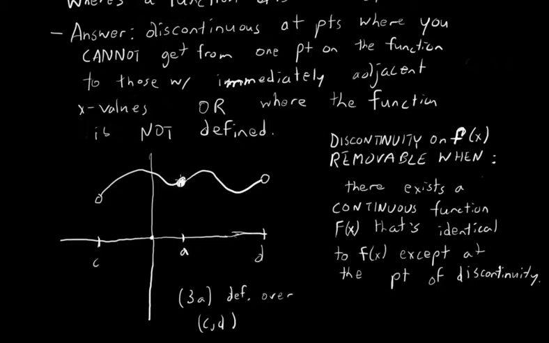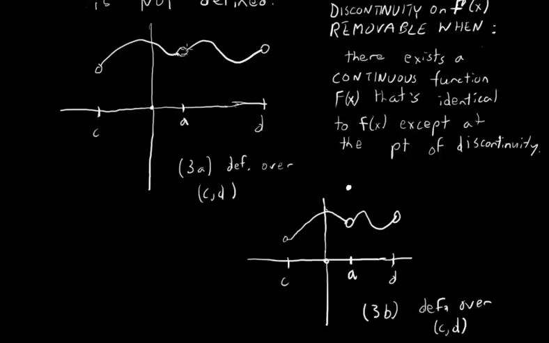This was the problematic point, but this new function, capital F of x, is continuous at this point A as well, because you can get from point A to the points around it without having to lift your pencil off the paper. Anyway, here's the original function with the hole in it, and this hole is called a removable discontinuity.